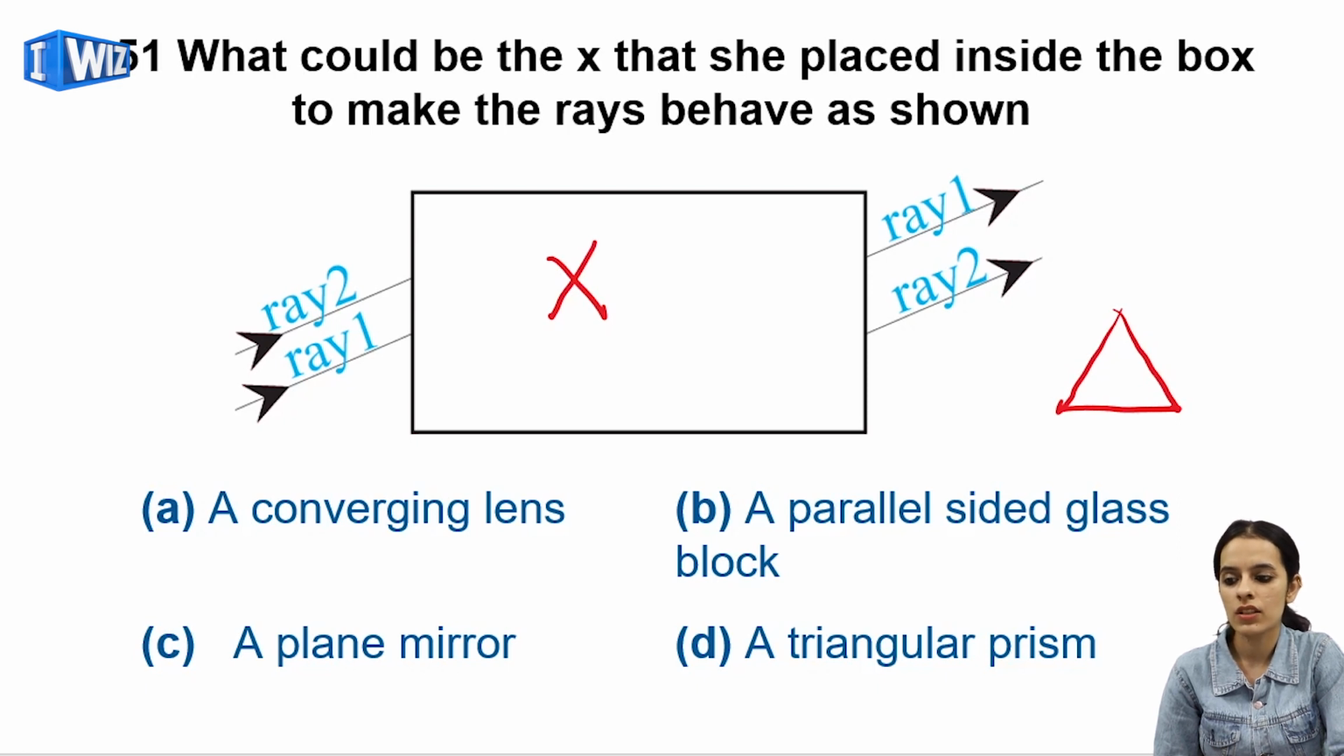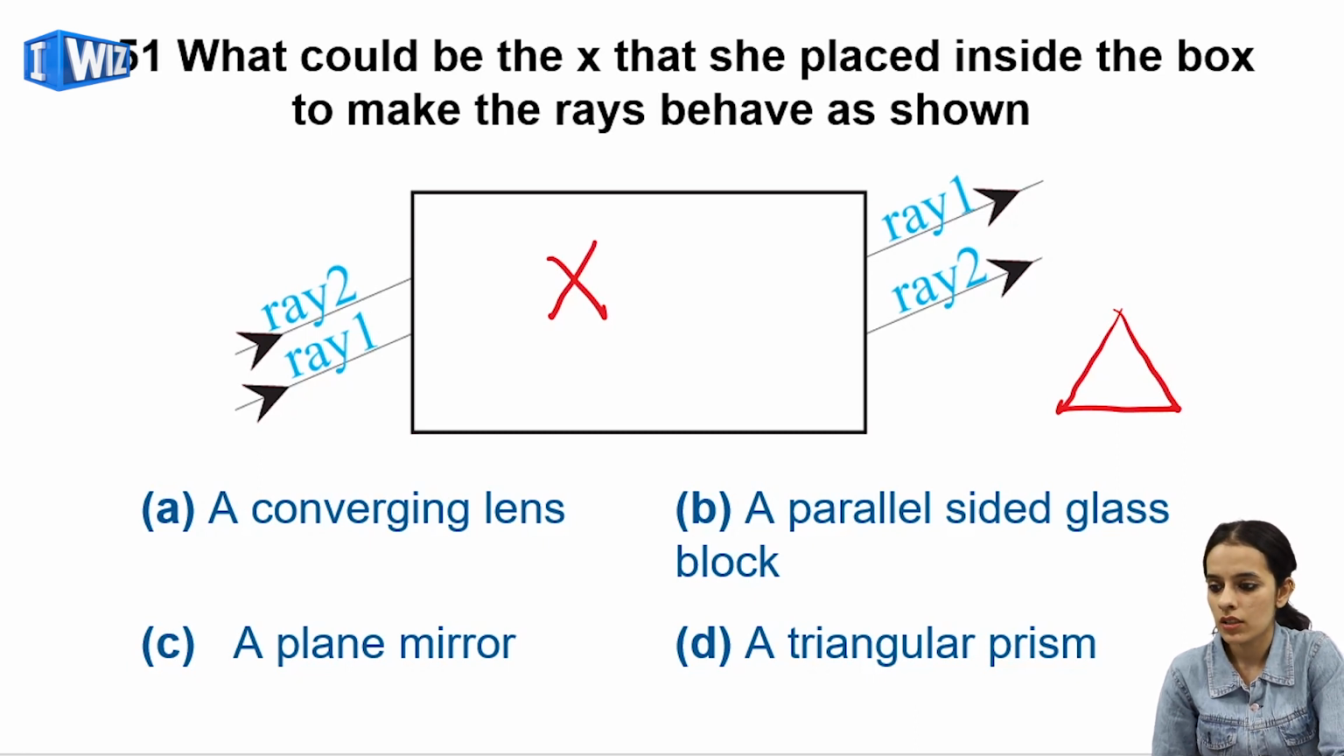A converging lens is a lens which converges all the rays of light falling on it. So no, because no converging is taking place here. Next is a plane mirror. A plane mirror always forms a virtual and erect image, which cannot be formed on the screen. So which option is right? A parallel sided glass block.